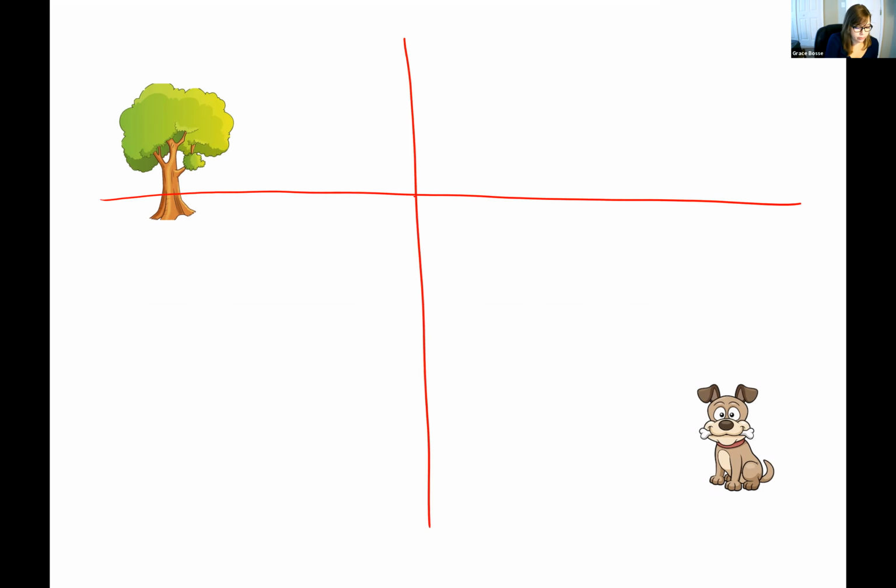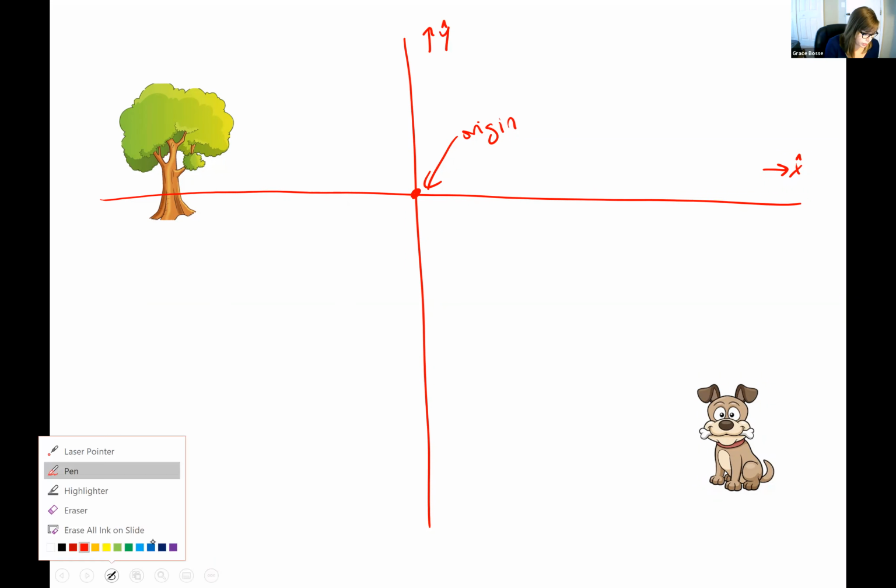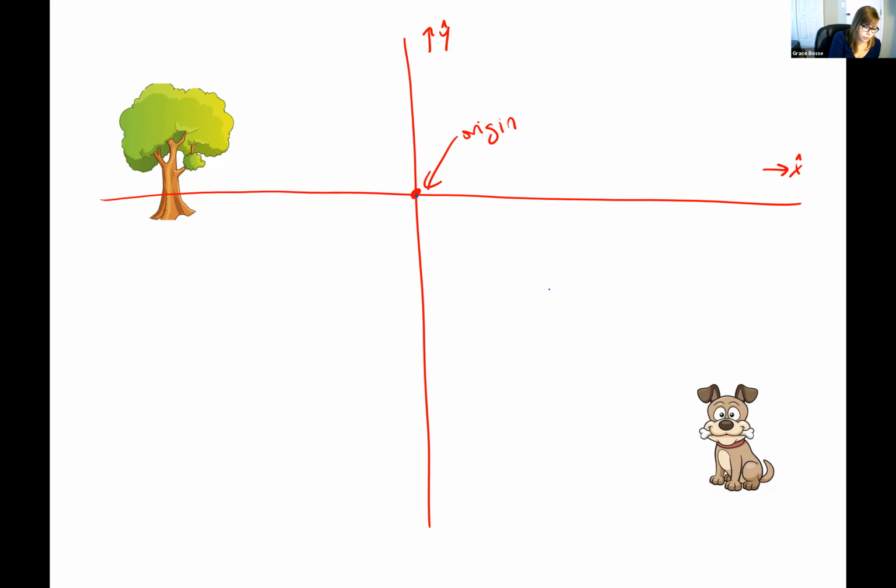So to give you an example here, let's say I have a dog in a tree. I could choose my origin to be right here. Here's the origin of my system. Let's say x hat going to the right is positive, y hat going up is positive. So if I wanted to draw the position vector for the dog, it starts at the origin and it ends at the location of the dog.